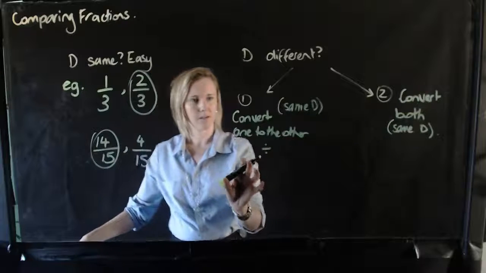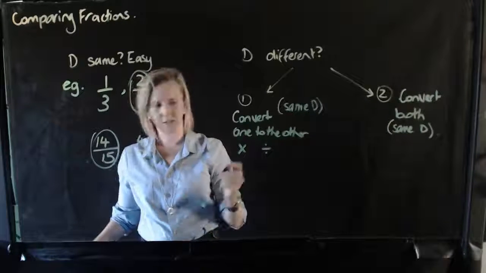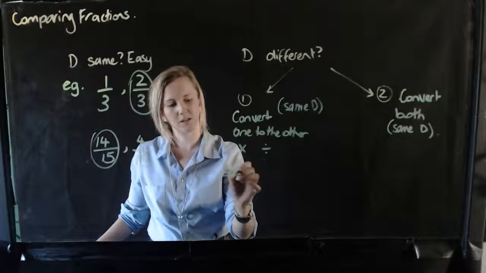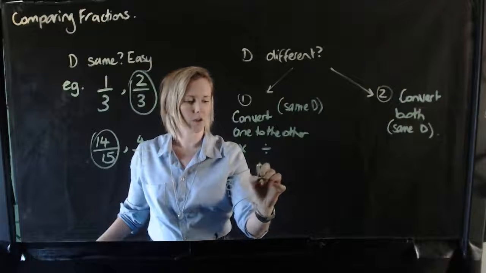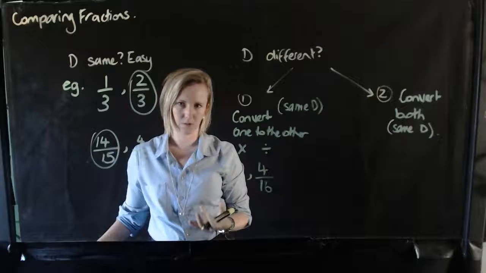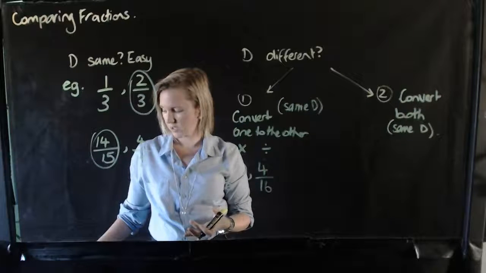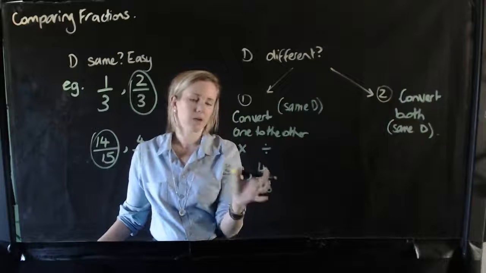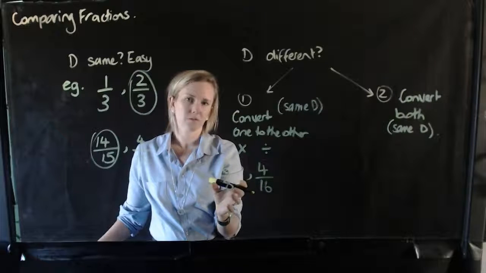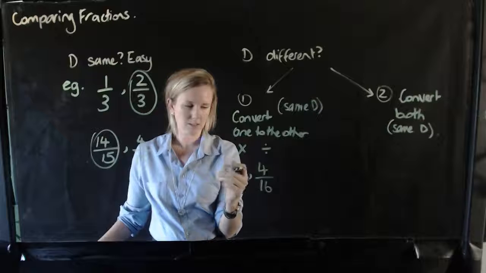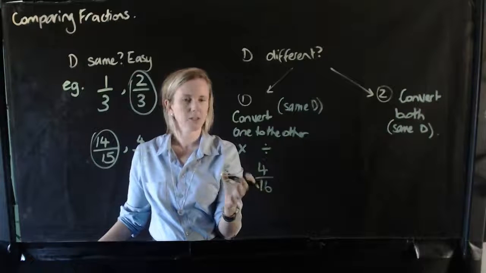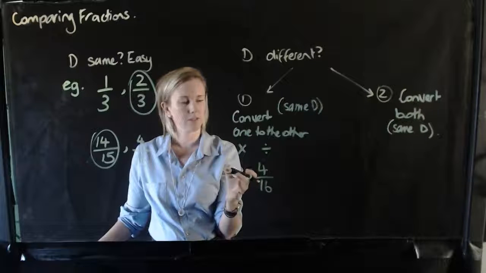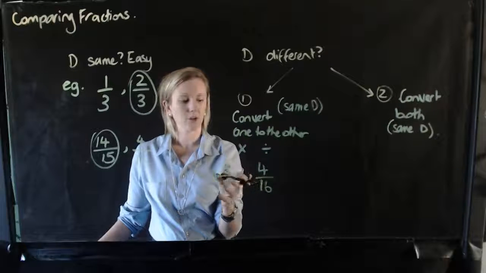Okay, so let's go through some examples. So for this one here, we've got to convert one to the other. Say if you were given the fraction 6/8 compared to 4/16, all right? And the question was, circle the largest fraction there. Okay, so what you need to be able to do is to find an equivalent fraction for one of them so that it matches the other. All right, so you're not changing the value of the fraction, but you are changing the numbers to make it equivalent, if that makes sense, so that the denominators are the same.